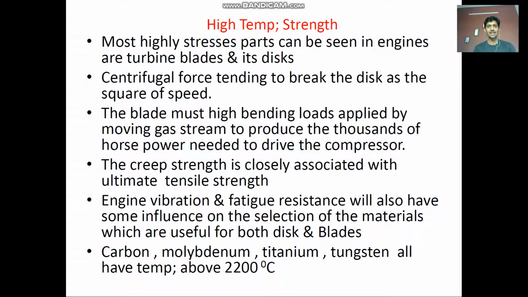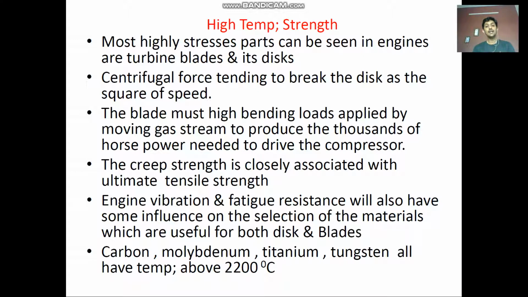That is basically the high pressure turbine if it is a two spool engine, or just the turbine blades if it is single spool. Then there is centrifugal force tending to break the disk. When we equate the centrifugal force with the velocity of the approaching gas, the force is proportional to the square of the velocity. So the velocity of the flow or the speed plays a major role in determining how much force is acting on each blade or each component.